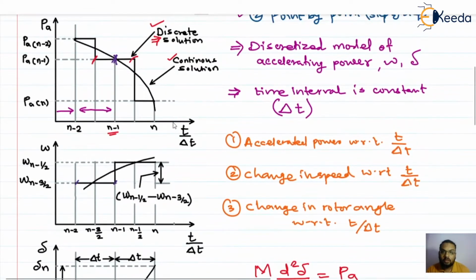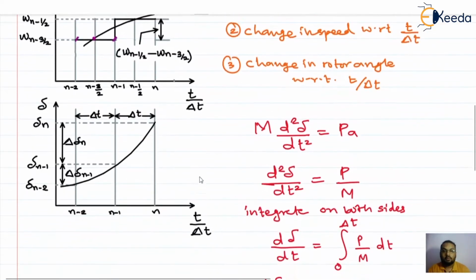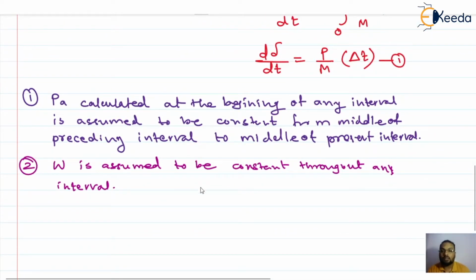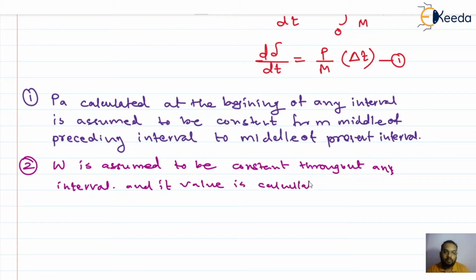Now see why we are assuming it to be constant throughout any interval. From this point to this point, we are considering the velocity to remain constant, and its value is whatever value we calculate at the middle of the interval. Whatever value we calculate at this point, we consider the whole interval to have the same value. So I can conclude that v is assumed to be constant throughout any interval, and its value is calculated at the middle of the interval.